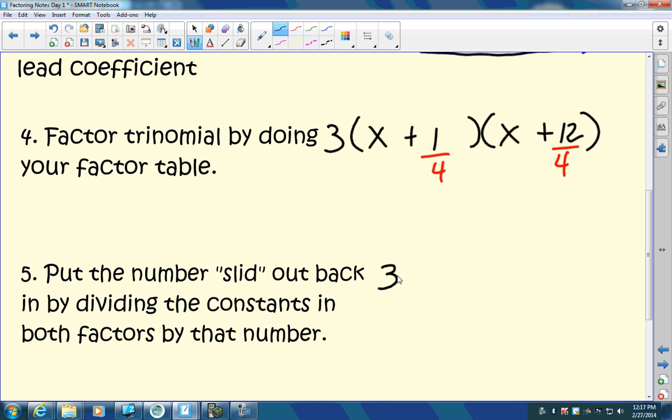So I'm going to put my GCF, 3. Now, does 1 divided by 4 give me a whole number? No. So I'm going to put this 4 right back in front of that x. So I'm going to put 4x plus 1. On the next parentheses, what's 12 divided by 4? 3. So I'm going to have x plus 3. If it divides nicely, I just leave it alone. Now, this is my answer.